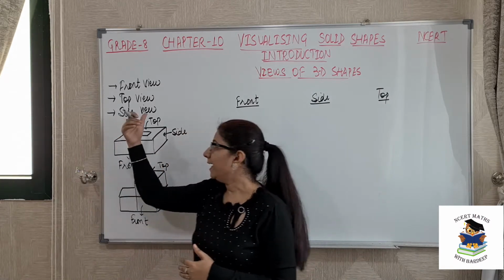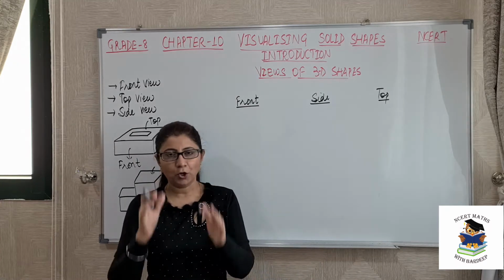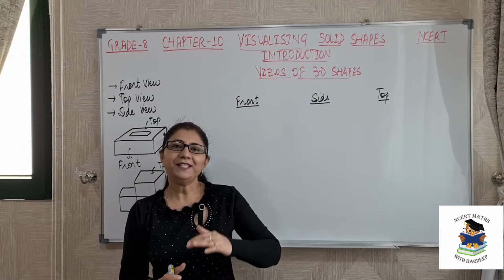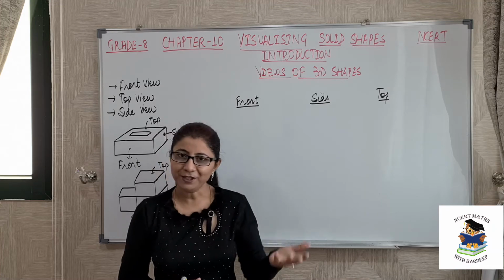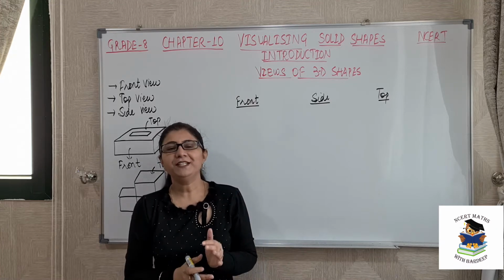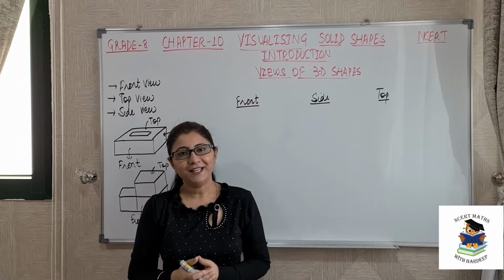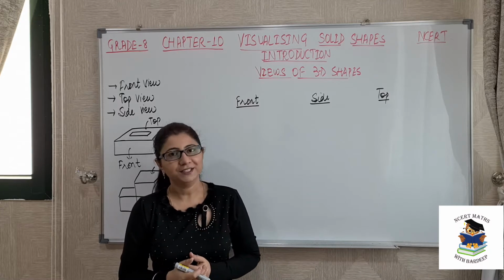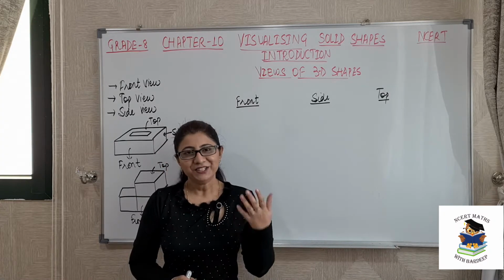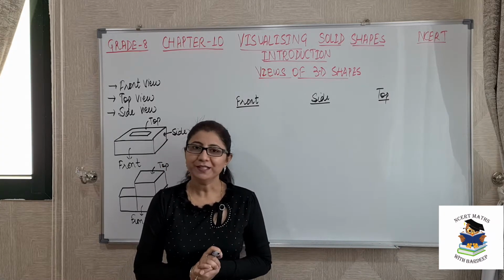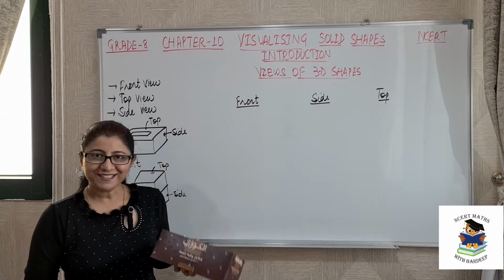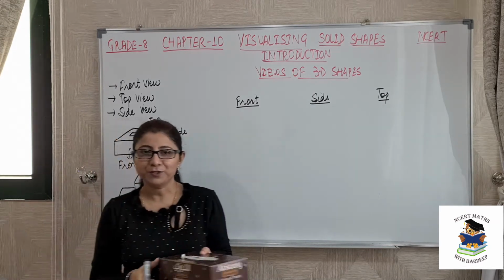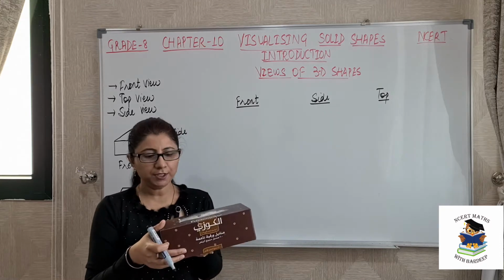So if we see any object from the front, the object will look different. If it is seen from the top, then the look will be different. But if it is seen from the side, then again the object will look different. So that means 3D objects can be drawn from different perspectives. So let's understand these views with the help of this tissue box. So this is a 3D shape.